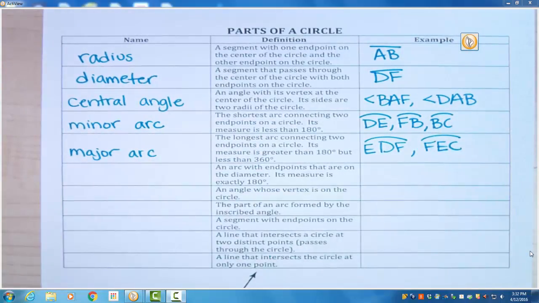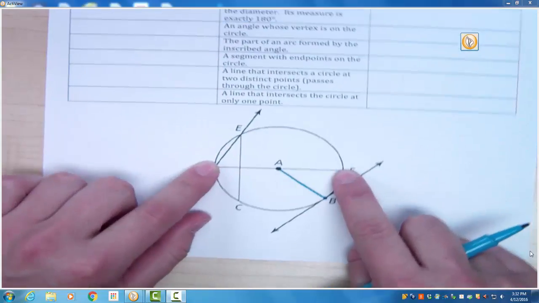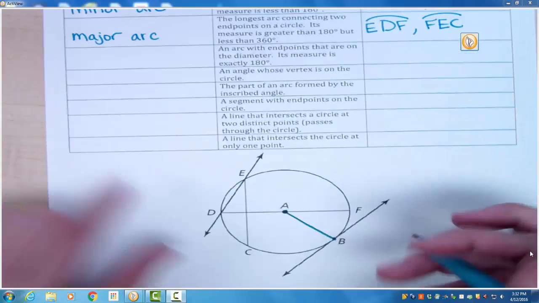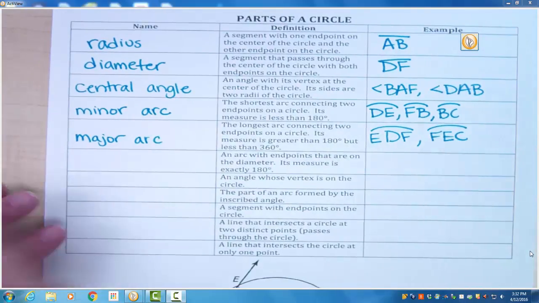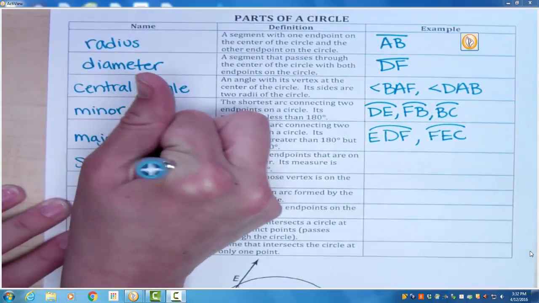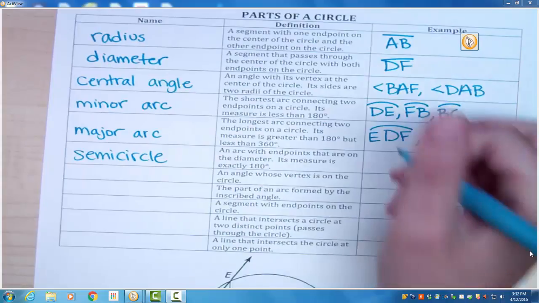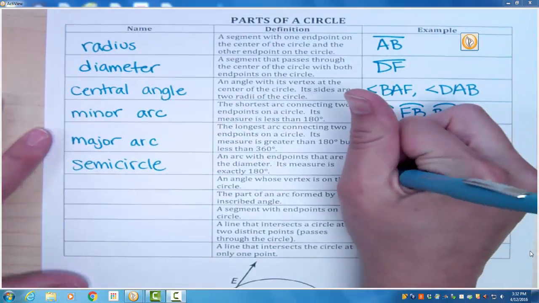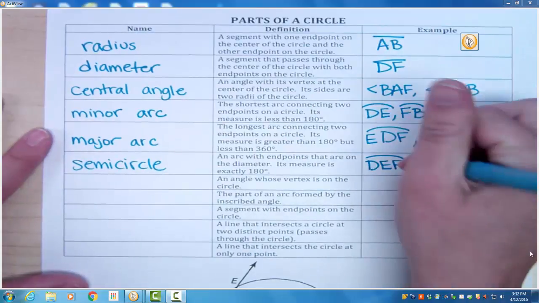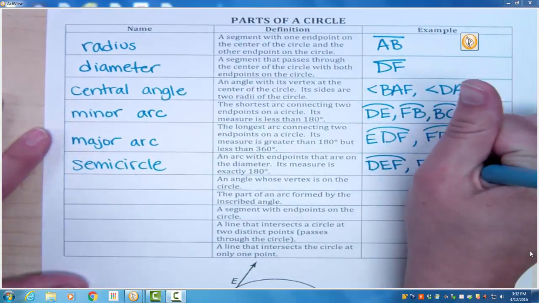Now we have an arc with the endpoints that are on the diameter. So if I know that DF is a diameter, when the endpoints are on the diameter, this is creating a semicircle, and it's exactly 180 degrees. And so again, we name those with three letters, so we could have said arc DEF or arc FCD.